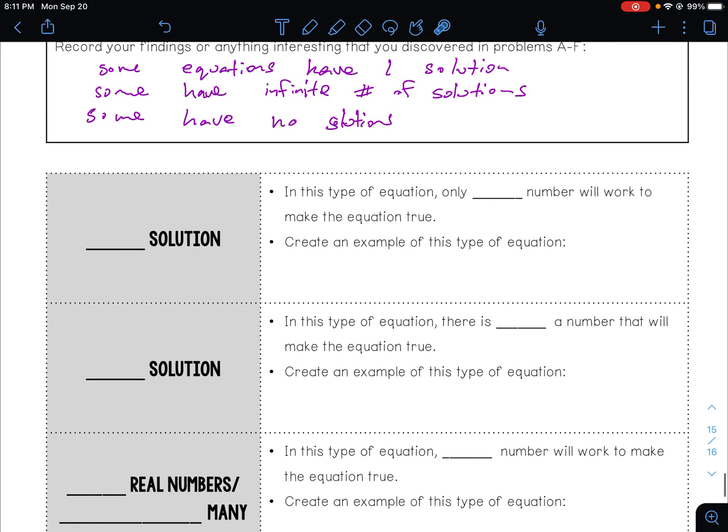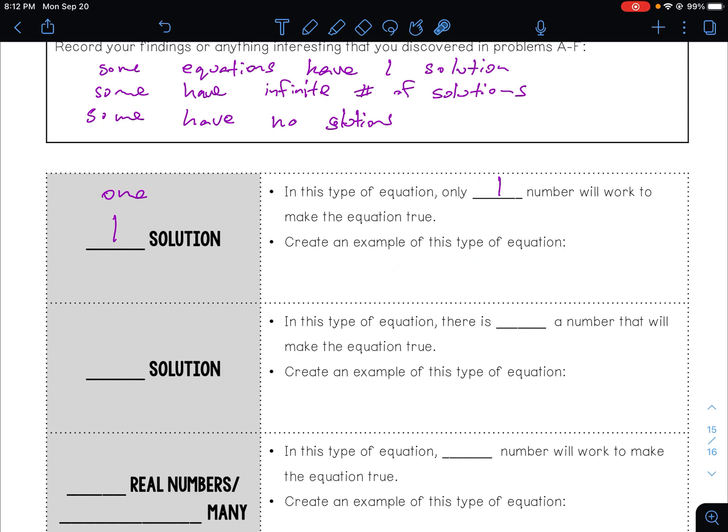So let's go ahead and get to the vocabulary. One solution, or I guess you can also write the word one if you want. One solution. In this type of equation, only one number will work to make the equation true.